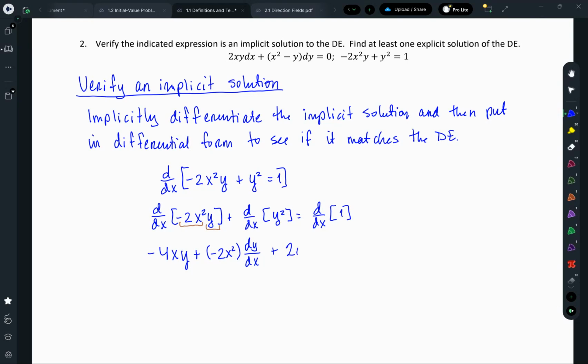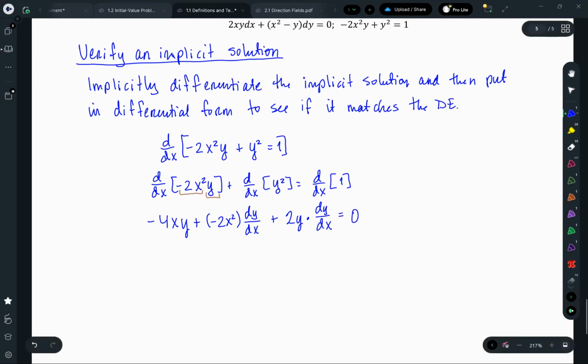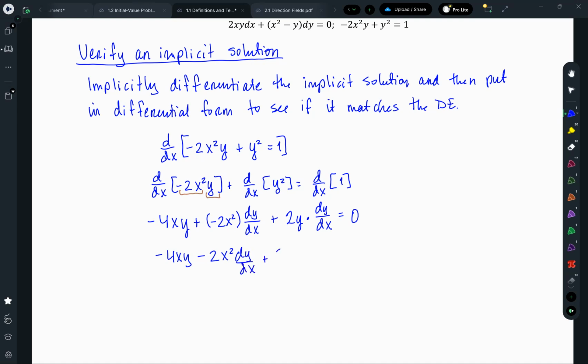So it'll be 2y, but the chain rule says, now take the derivative of y. Well, the derivative of y with respect to x is just dy dx. And this is all equal to the derivative of 1 with respect to x, which is 0. Okay, let's keep going. Let me just clean it up. I have minus 4xy minus 2x squared dy dx plus 2y dy dx equals 0.